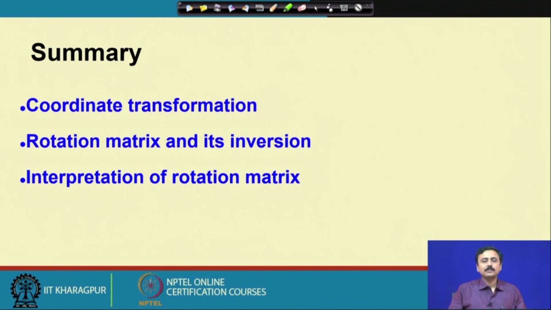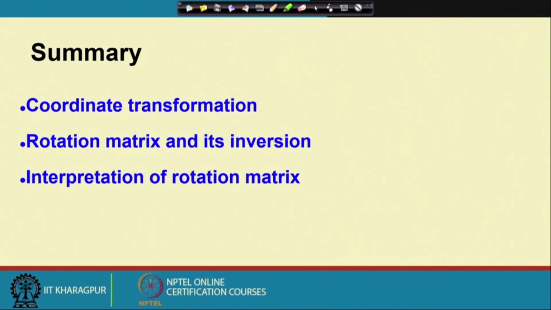Let me summarize what we have discussed in this lecture. We have looked at coordinate transformations, the basis of coordinate transformation, and why we need it. I have shown you how to construct the rotation matrix, and I have also given you the interpretation of the rotation matrix, and this interpretation helps us to directly write the rotation matrix by looking at the coordinate frame orientations. We are going to use this rotation matrix in our subsequent discussions. I will close this lecture at this point.